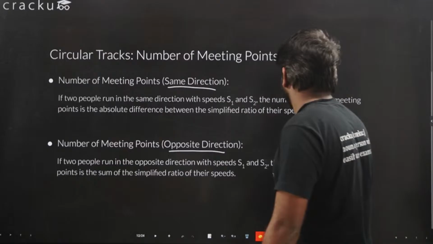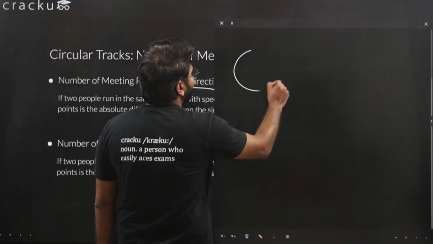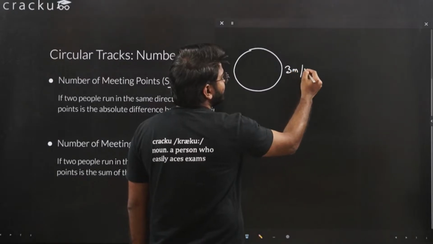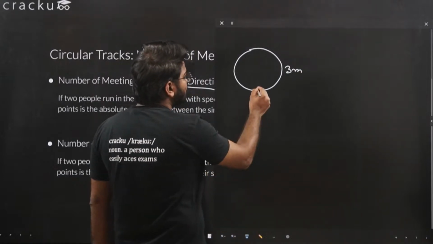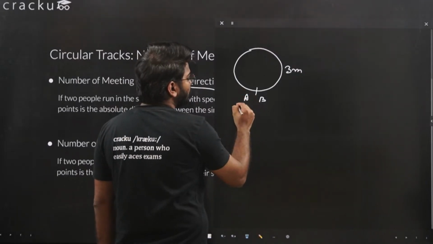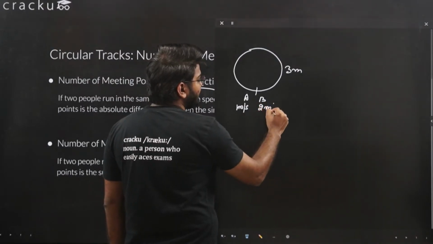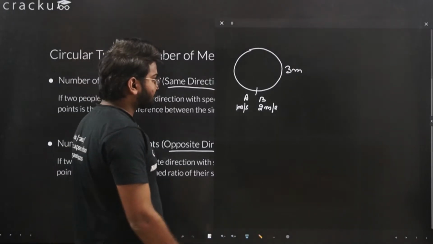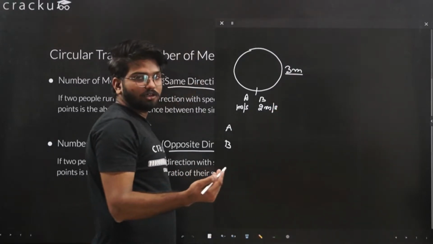Let's say here we have a circle or circular track. The length of this track is 3 meters. And there are two persons A and B. A is moving at the rate of 1 meter per second and B is moving at the rate of 2 meters per second. Now, after 1 second, and basically the length of the track is just 3 meters.